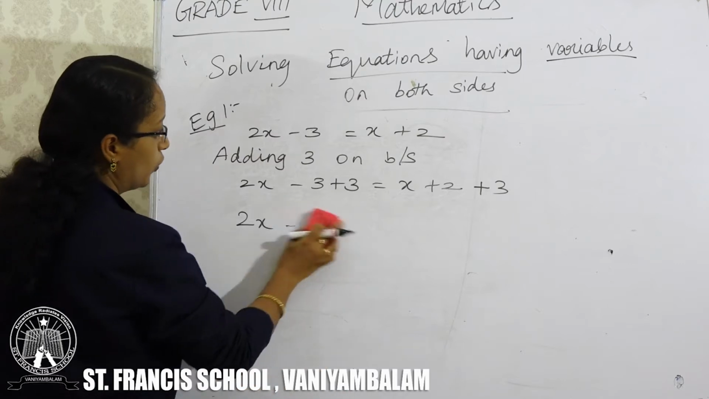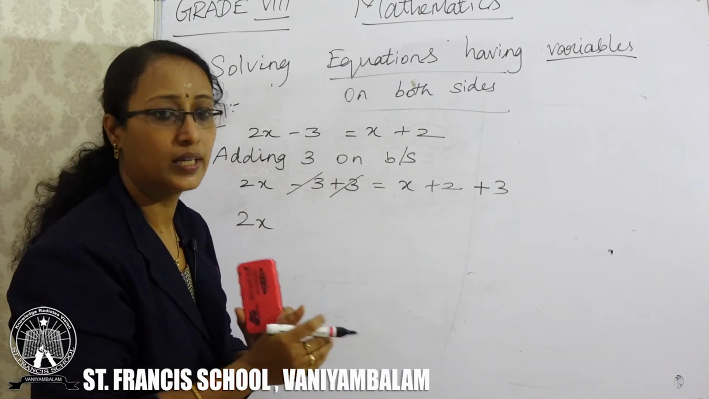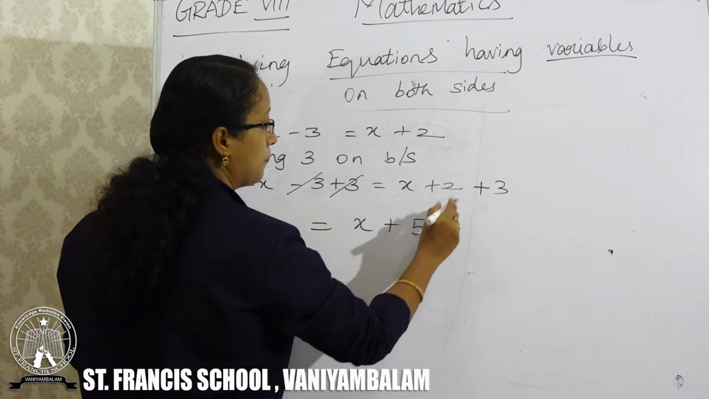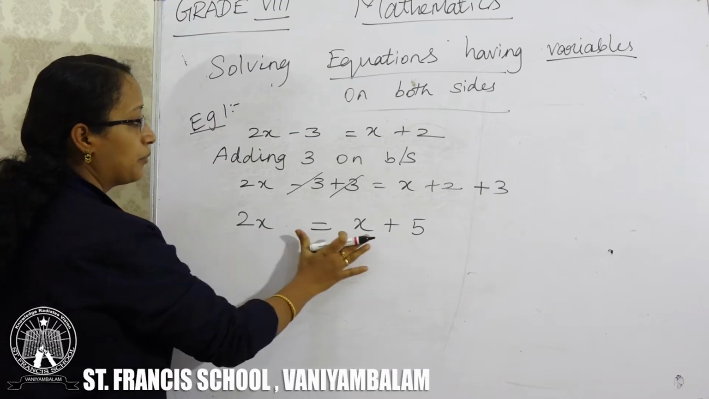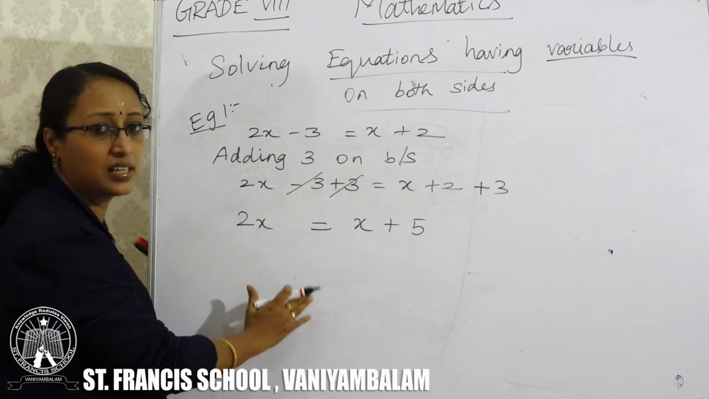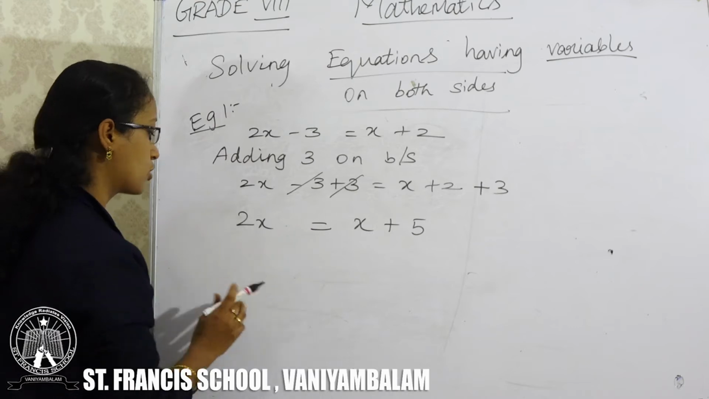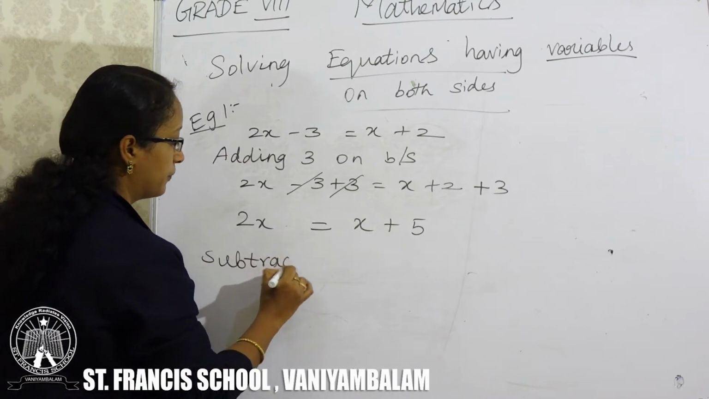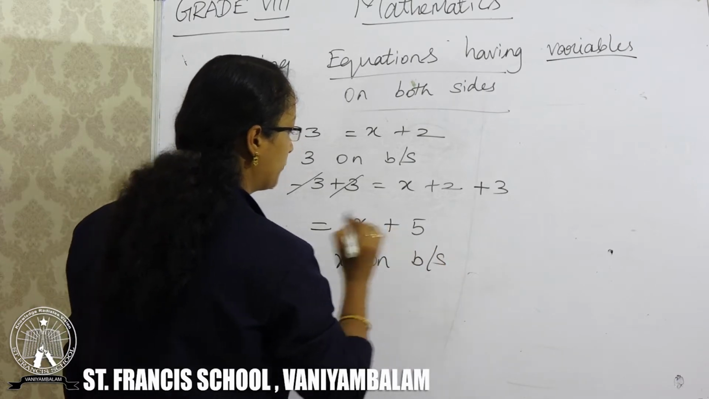So 2x, minus 3 plus 3 will get cancelled. You will get 2x is equal to x plus 2 plus 3, which is plus 5. Next, I need only 1x, because your unknown variable is x. How will you do this? By subtracting x on both sides, right?